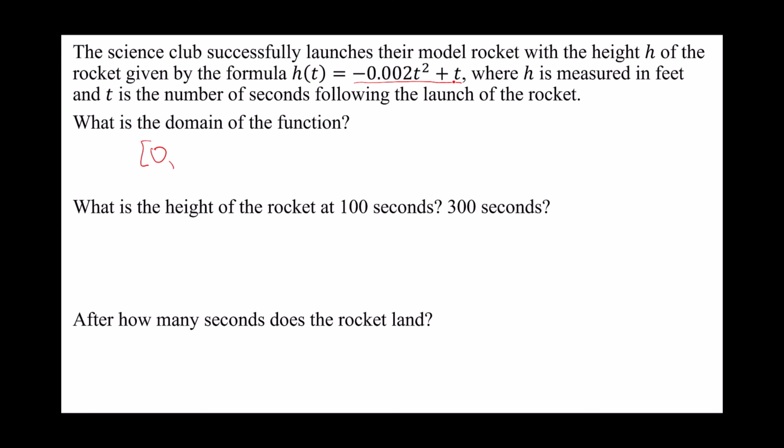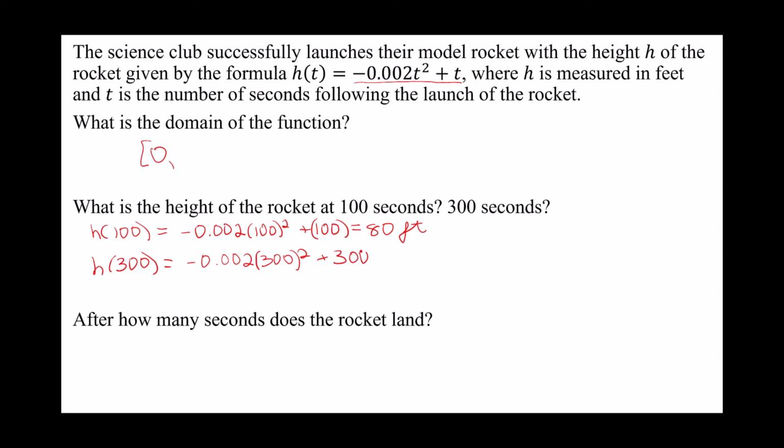What is the height of the rocket at 100 seconds? So I need to find h of 100, which is negative 0.002 times 100 squared plus 100. And if I put that in my calculator, I get 80. So after 100 seconds, the rocket is 80 feet above the ground. For h of 300, so how high is the rocket at h of 300? I'm going to put in 300 for t, so I have negative 0.002 times 300 squared plus 300, and I get 120 feet.